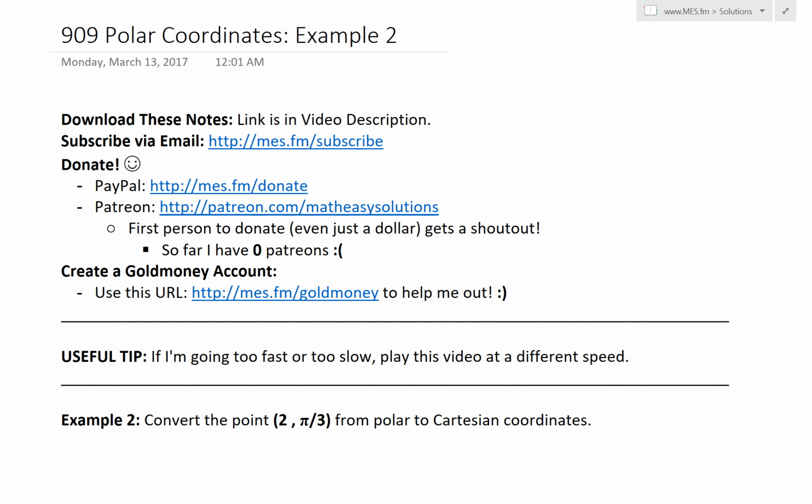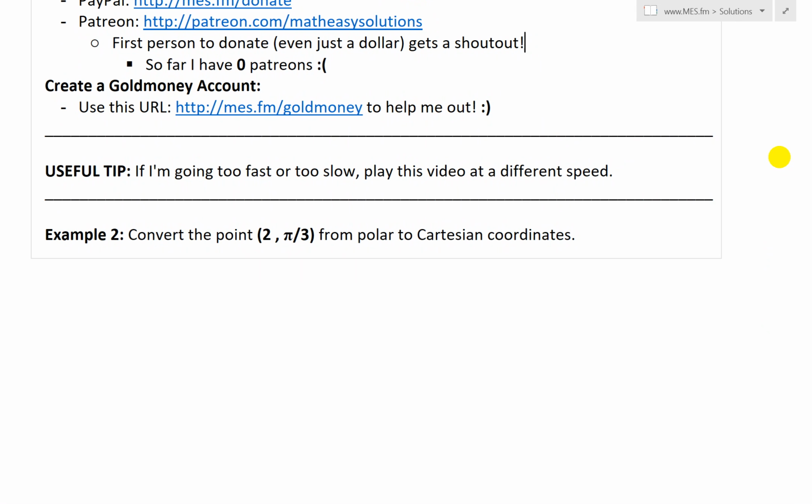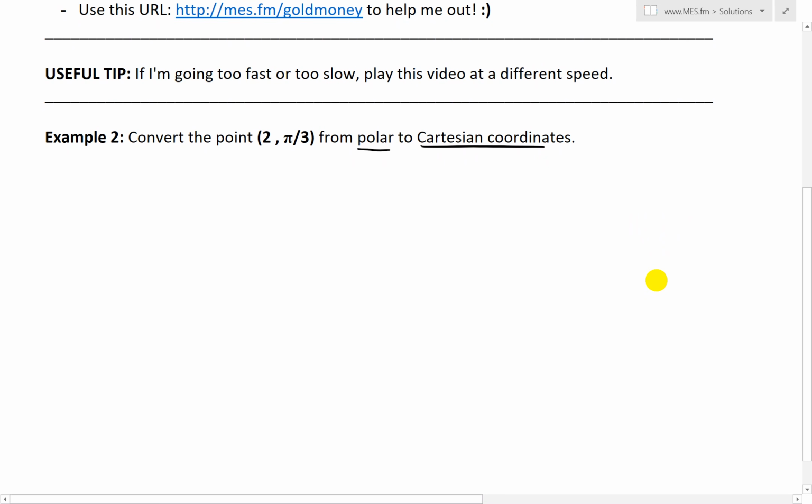Today we're going to discuss further into polar coordinates and go over a quick example, example 2. It states: convert the point 2, pi over 3 from polar to Cartesian coordinates. So make sure to watch my earlier videos on the connection between polar and Cartesian coordinates.